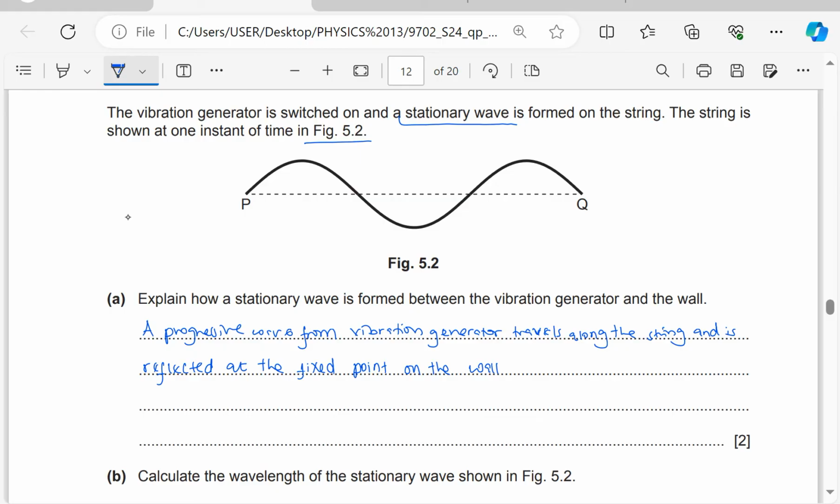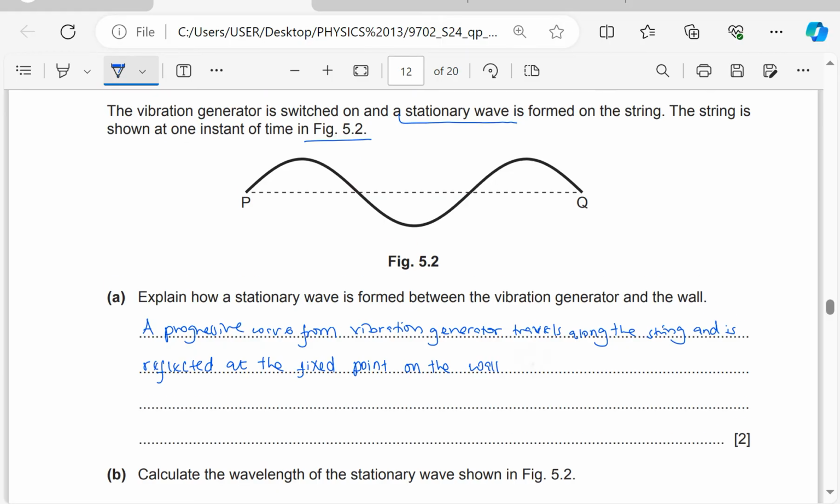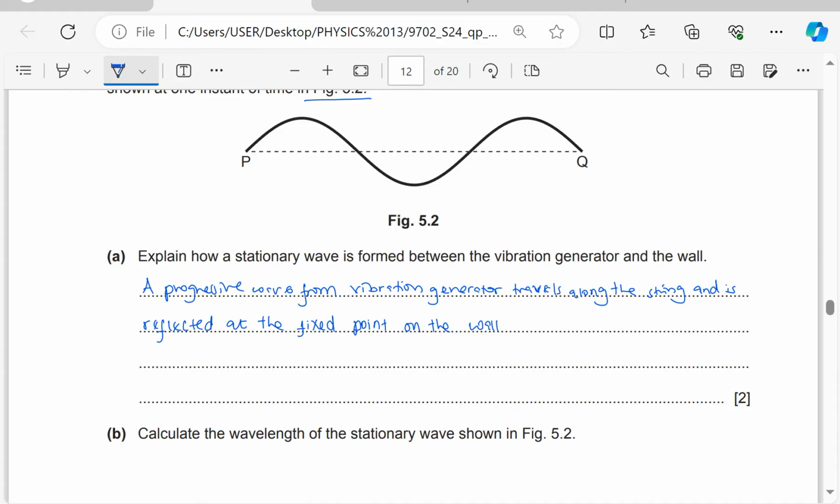Of course, it means the incident and reflected waves are going to be identical, same speed, same frequency, but they are moving in opposite directions, so they will superpose. So the incident and reflected waves superpose to form a stationary wave. The incident wave, which is coming from P, and the reflected wave, which is coming from the wall, superpose to form a stationary wave.